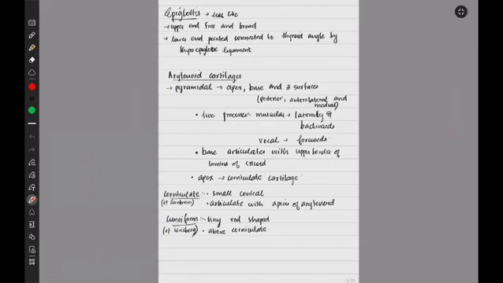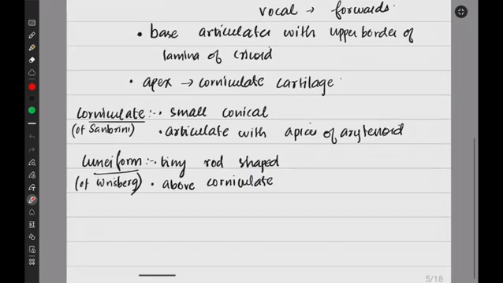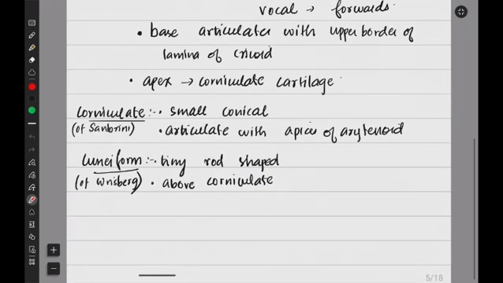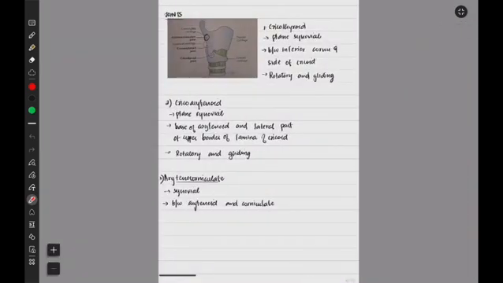The next is about the corniculate cartilage. The corniculate cartilages are small conical shaped cartilages. It articulates with apices of the arytenoid. So that is corniculate cartilage. And cuneiform cartilages are tiny rod shaped cartilages, they lie above the corniculate cartilages. So that is about the cartilages.